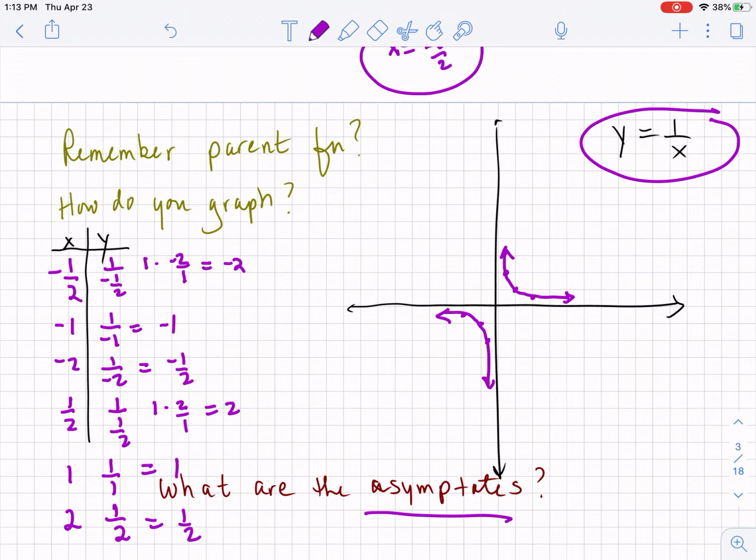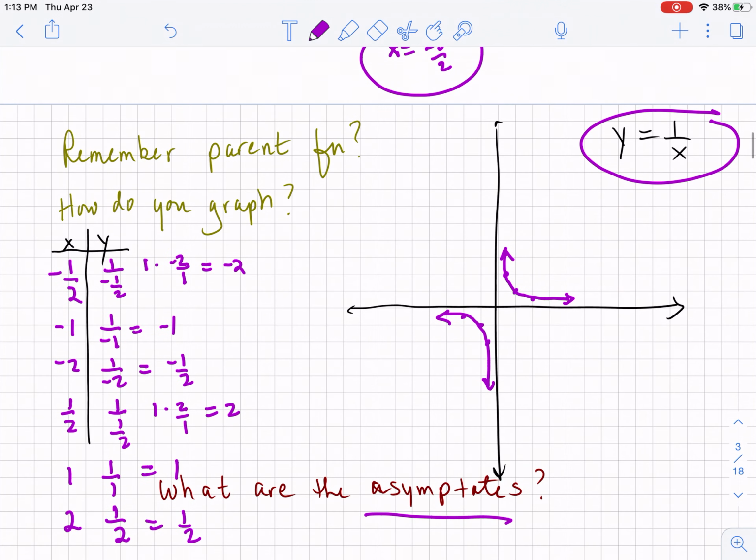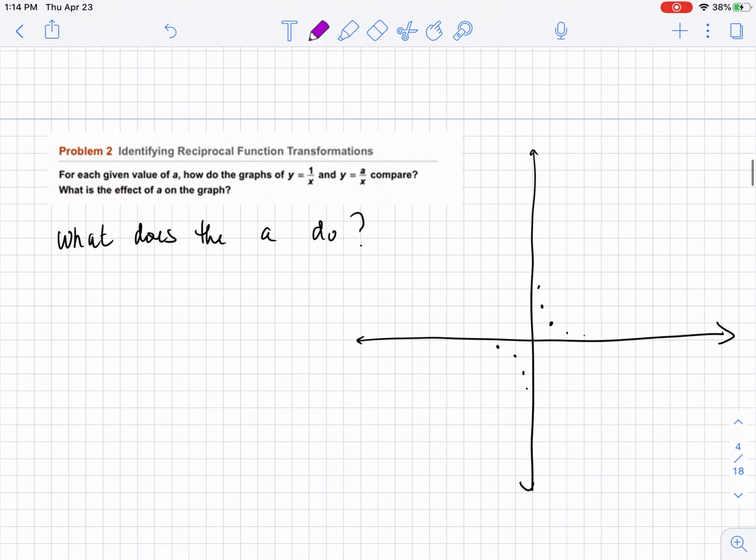And my asymptotes here are the x-axis and the y-axis. It'll never hit the x-axis and y-axis. I want you to think about that. Where is this undefined? Well, it's undefined when x is equal to 0. So x is never going to be equal to 0. But also think about this. What will y never be equal to? Well, if this is never going to equal 0, my y will never equal 0 too, okay?